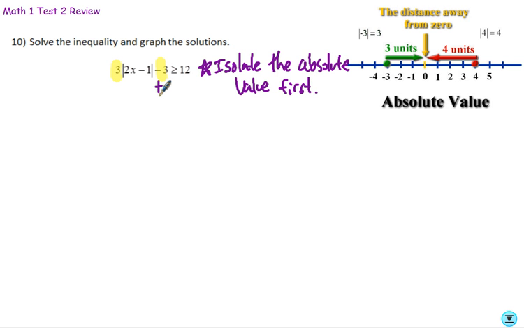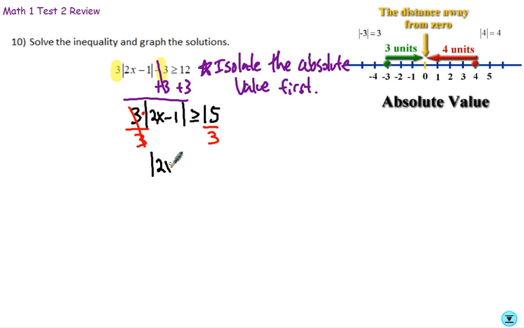So the opposite of a -3 would be a +3. We're going to bring down that 3 and get rid of him in a second, and then have a 3 that's in front there. Anytime you see two things next to each other, that means multiplication. So that means it would be 3 times the absolute value of 2x minus 1. The opposite of multiplying is to divide, so we're going to divide both sides by 3. And what we end up with is the absolute value of 2x minus 1 greater than or equal to 5.